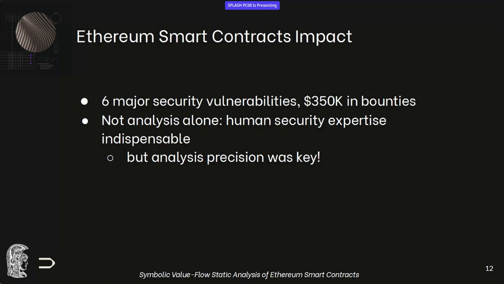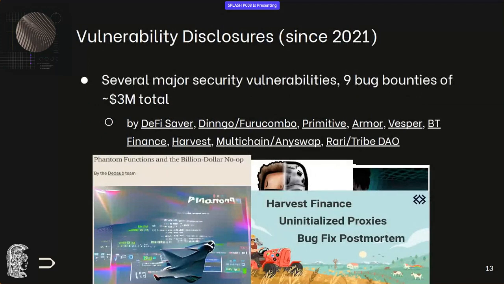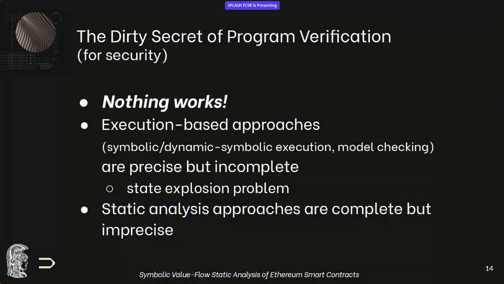So that was the state of the art at last year's OOPSLA. What do you think is the count this year? I've updated the slide. This is the slide I presented at last year's OOPSLA about this. This year, instead of 6 major security vulnerabilities and 350K in bounties, it's 9 bug bounties of over 3 million total. So we found pretty significant vulnerabilities since last year's publication. And I have links to all the financial services that gave us bounties or where there have been public disclosures. It's all out there.